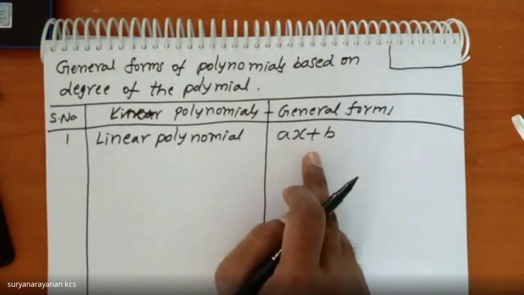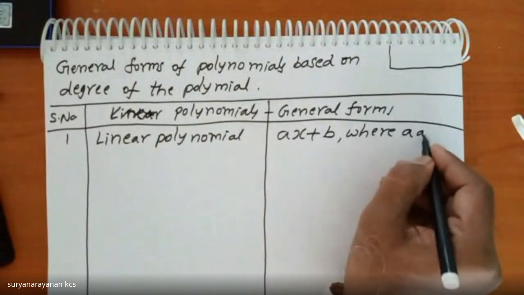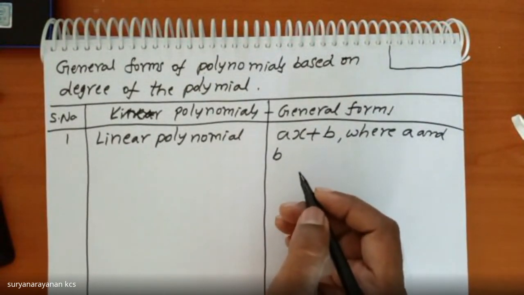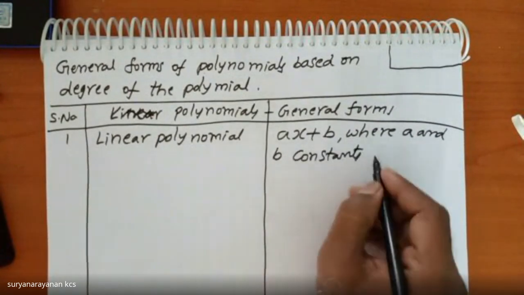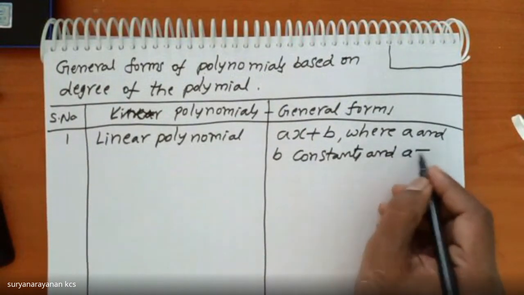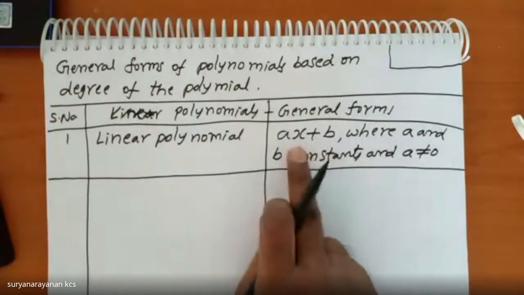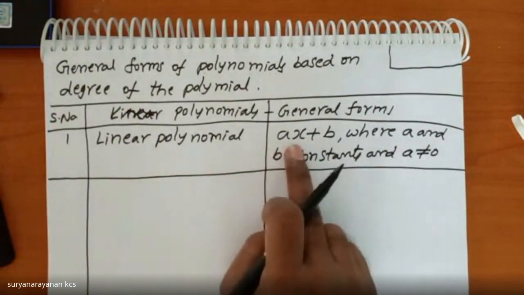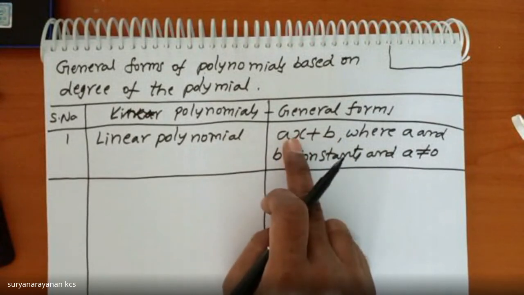This is called general form of a linear polynomial where a and b are constants and a is not equal to 0. This is the general form of a linear polynomial. X term and constant term. Only 2 terms will be there. In a linear polynomial, there may be at most 2 terms, X term and constant term.